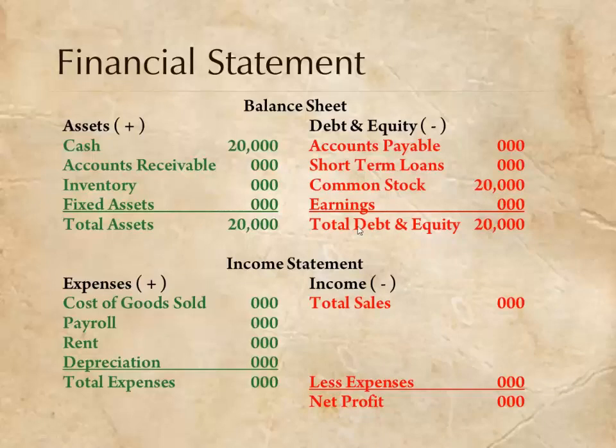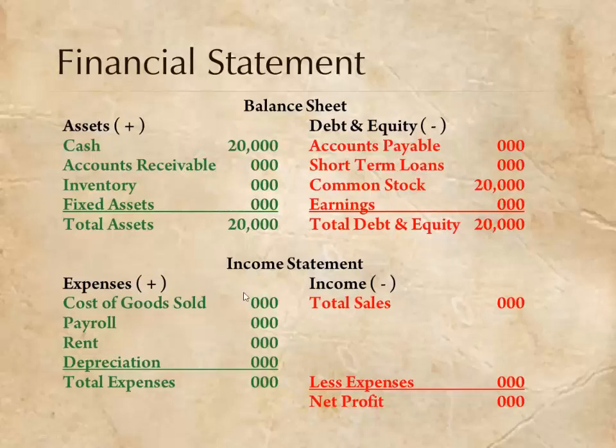That part of our financial statement, the amounts above the line, is called the balance sheet. It's called a balance sheet because the left side is always in balance with the right side. The bottom part of our financial statement, with expenses and income, is called the income statement, or the profit and loss statement.